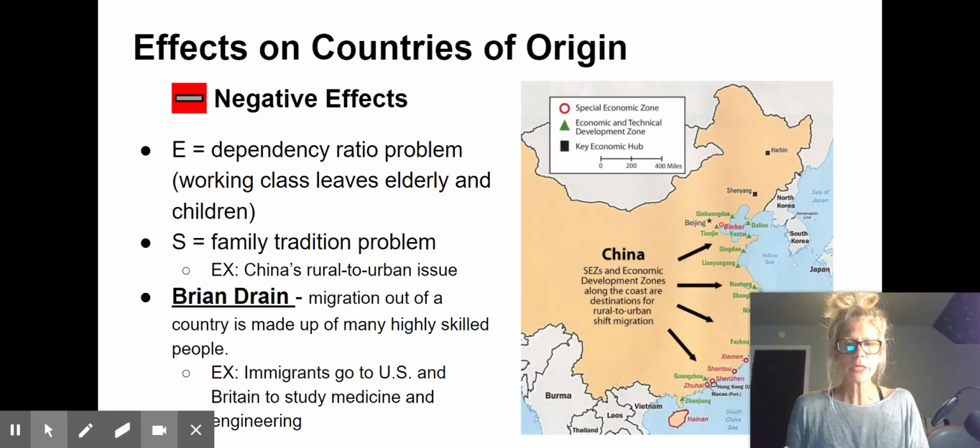So your vocabulary word here is brain drain. Make sure you know what that means. That is migration out of a country that's made up of really highly skilled people. Okay, so for an example, is when people migrate to developed countries, say like Great Britain and the United States, for education to study, say, medicine and engineering, that leaves a brain drain in the country that they're leaving.